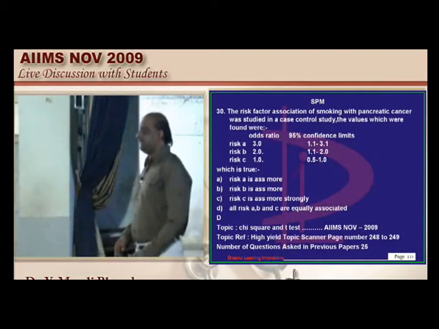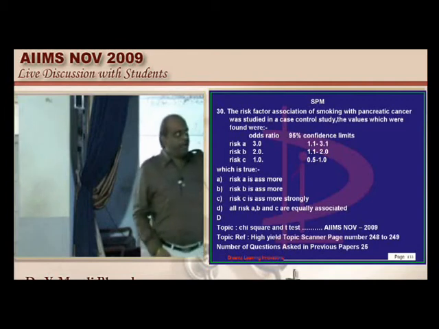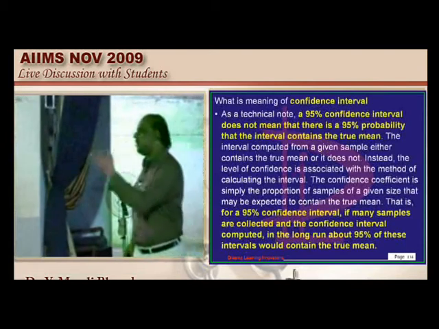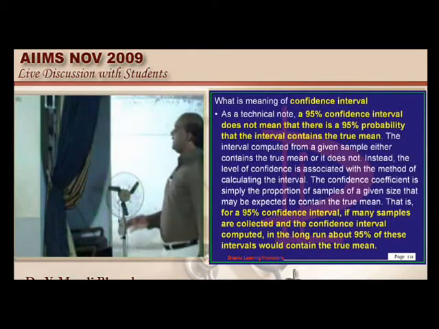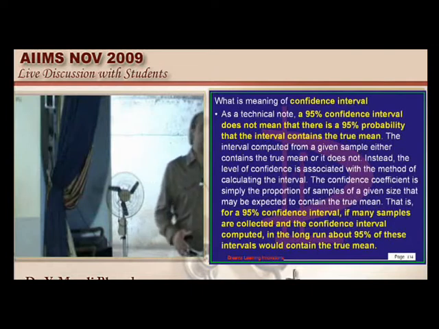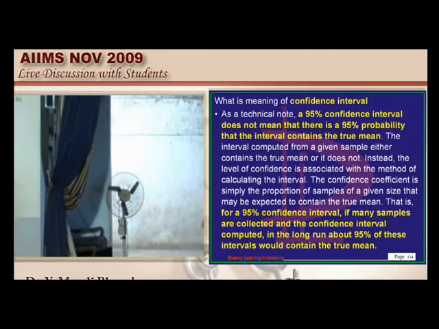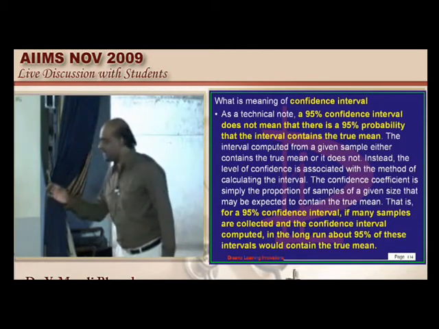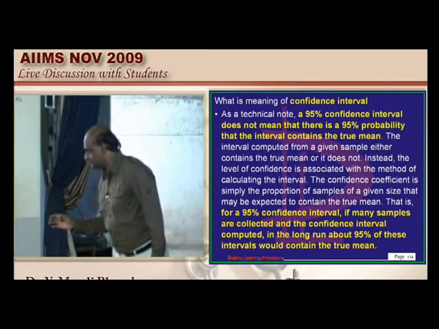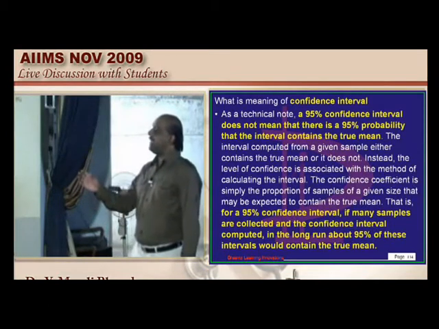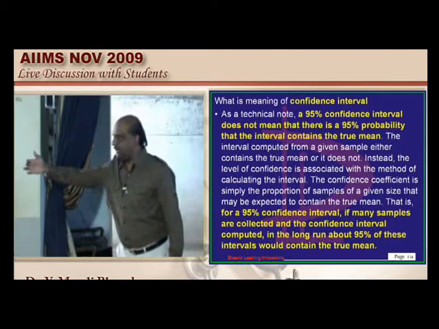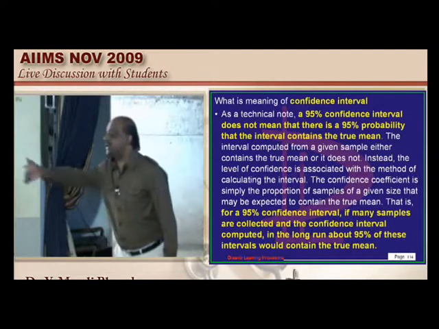Now the question comes, how do you interpret a confidence limit? What is the meaning of it? What do you mean by confidence limit? When we say 95% confidence limit, the meaning of that is, if this particular risk factor exists with this particular value, there is a chance in the long run that the association remains consistent.